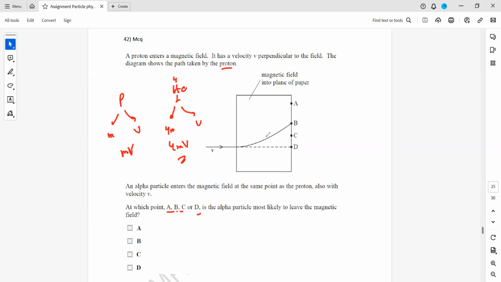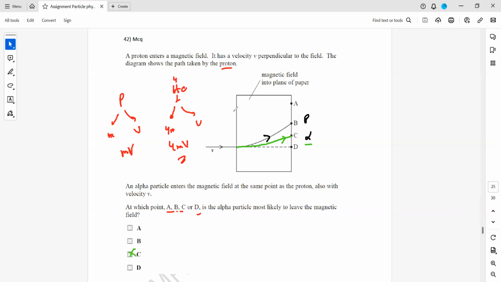So this is for the proton, but the alpha particle has the same charge. If both have the same charge, they will deflect in the same direction. But because alpha particles have more mass, so greater momentum, when the alpha particle enters, it will deviate less, or it will have a greater radius of curvature. Smaller deviation means greater radius of curvature. So this is for the alpha particle. So C should be the right answer.